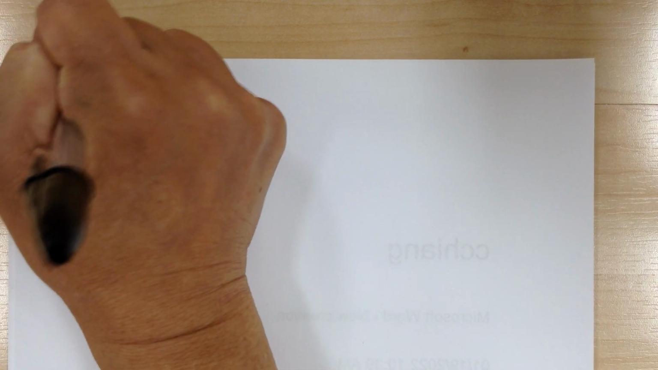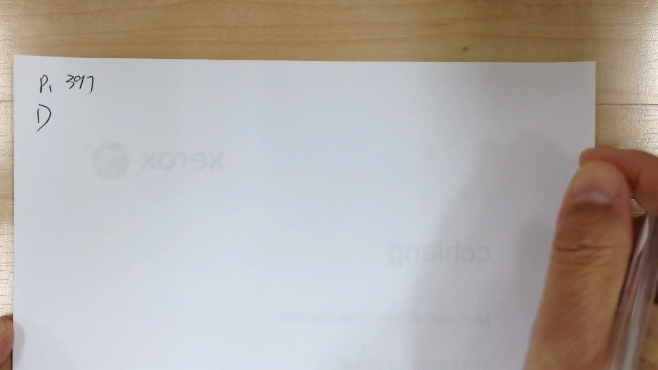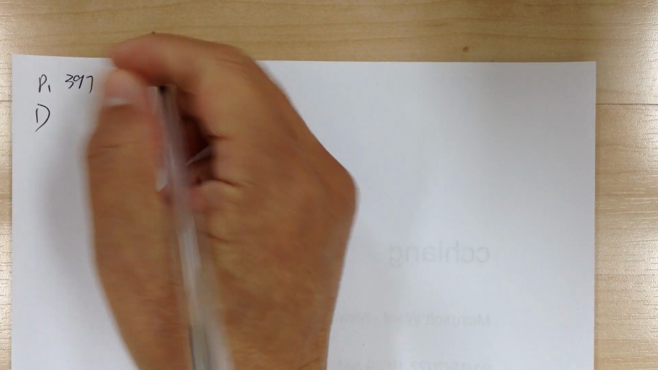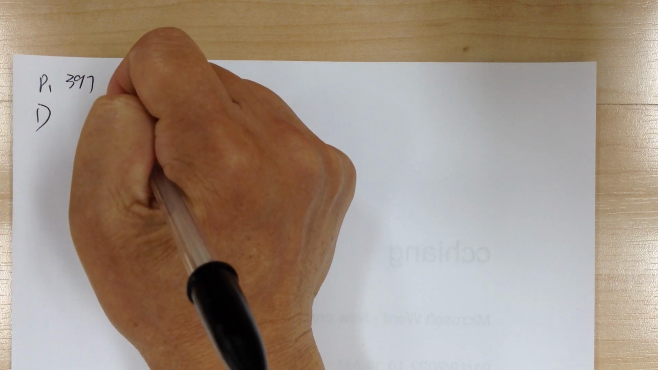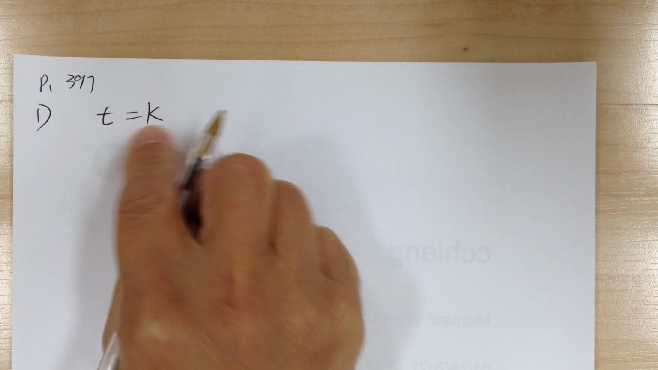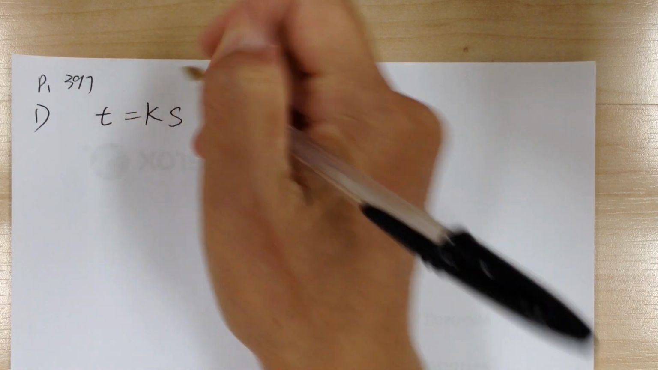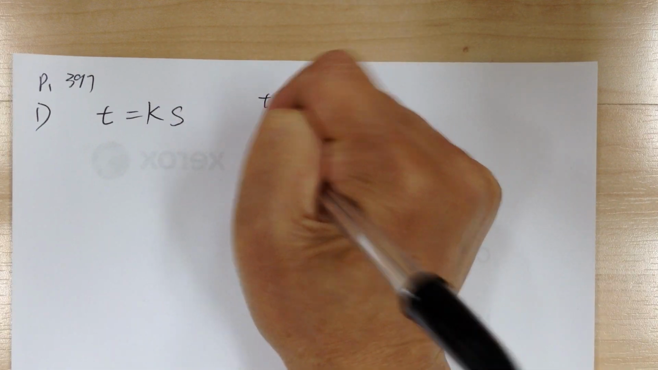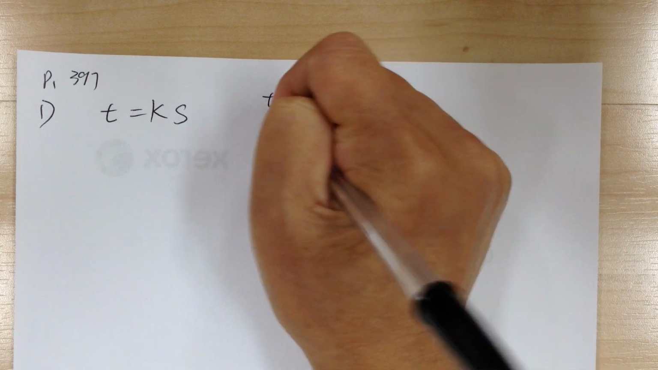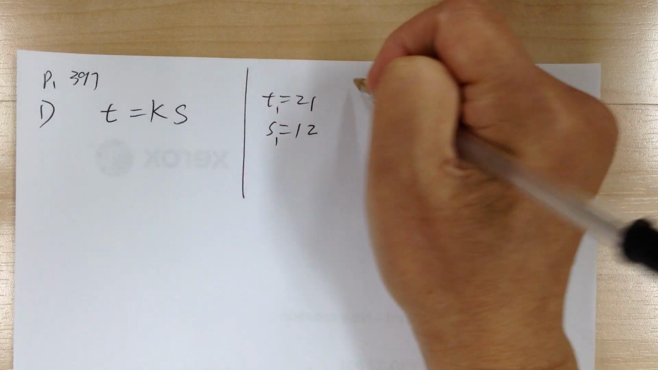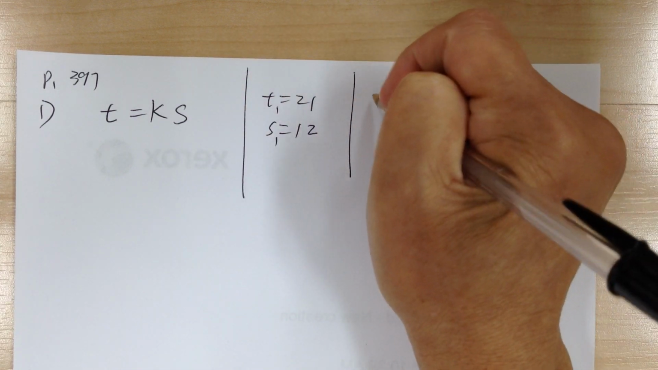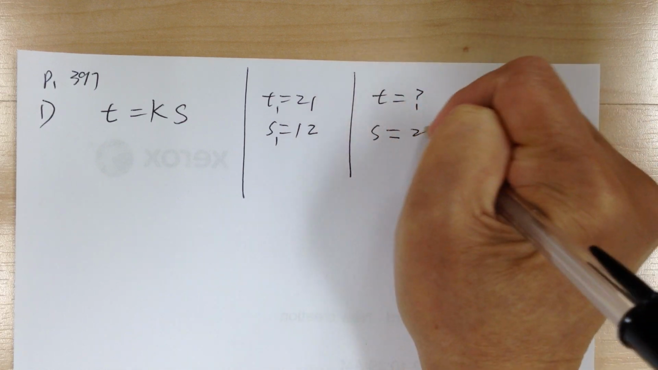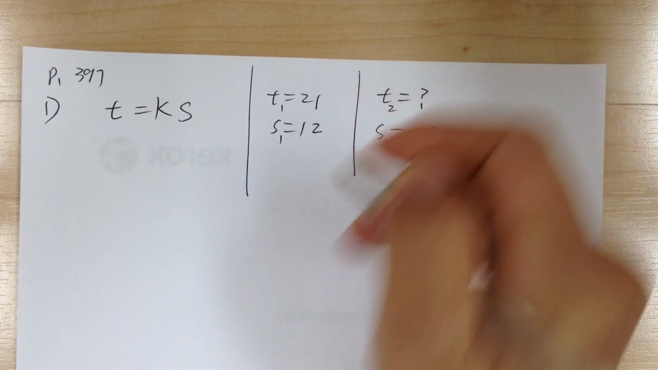Let's go to page 397, start with number 1. So let's go and translate. It says if t varies directly as s, and t equal to 21 when s equal to 12, so that's your case 1. And it says find t when s equal to 28, so that's your second case.